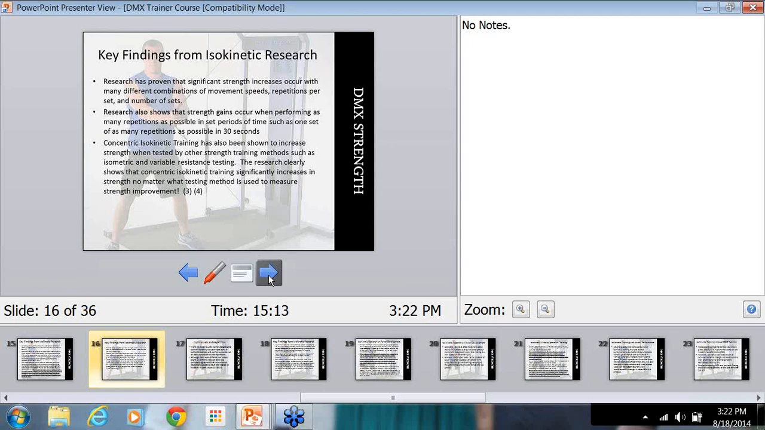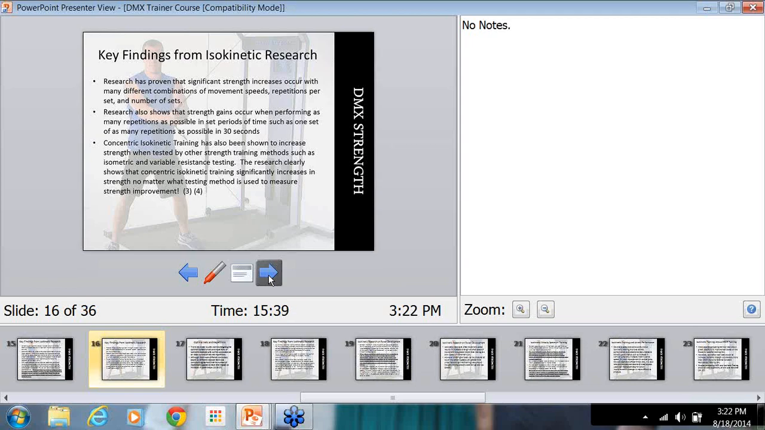So one of the criticisms you hear of isokinetics is, yeah, you can do it and get stronger, but your strength is only improving isokinetically. That's just not true. That's not what the research shows. The research has shown in many, many different studies that, in fact, strength that you build isokinetically does show up if you test the person, say, with isotonic training or with isometric training.